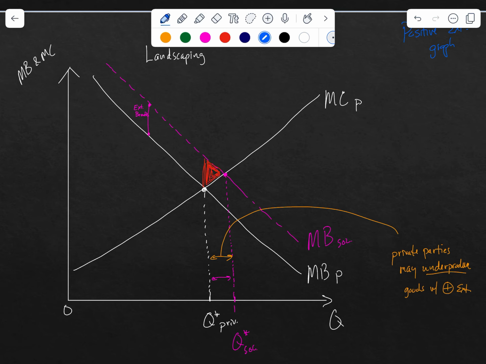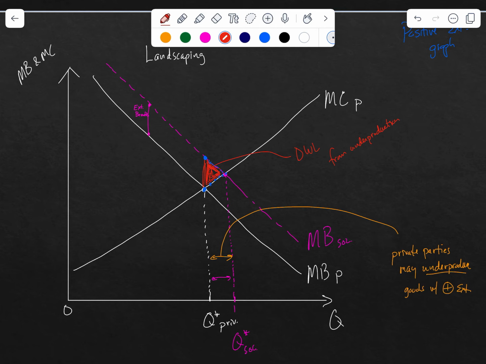We stopped landscaping here at Q Star Private, but in fact at Q Star Private, the full social benefit of landscaping is still higher than the marginal cost of that landscaping, right? And that is the case all the way up to here. And so this area in here, this is a potential deadweight loss from underproduction. So there you go.